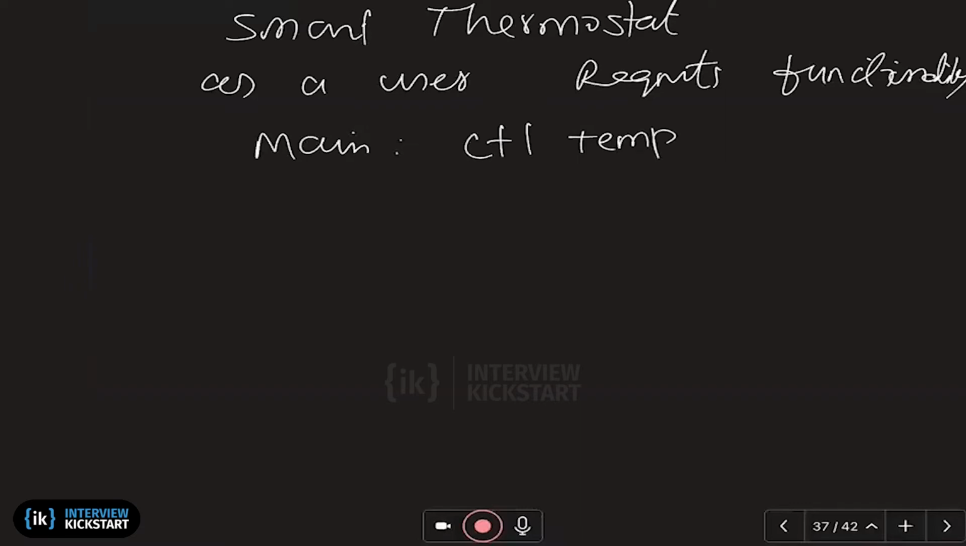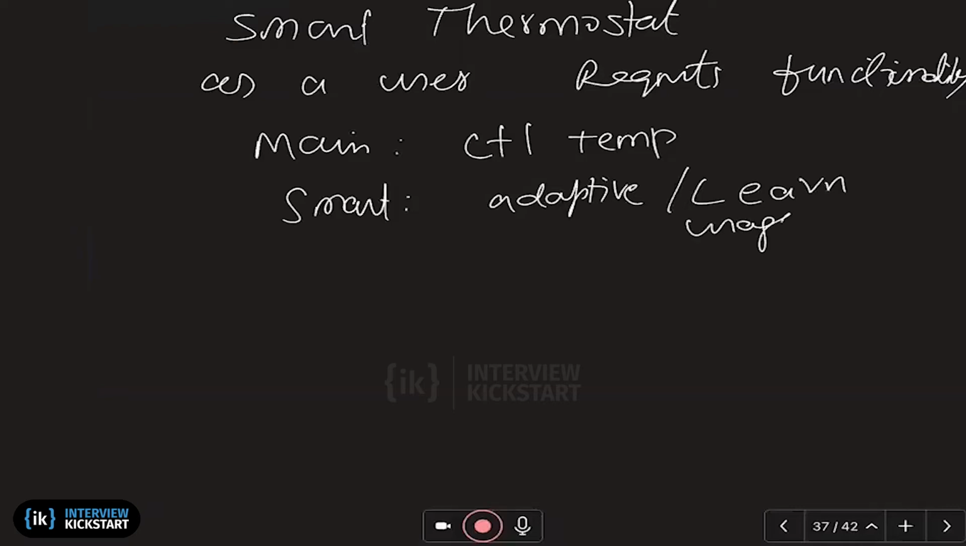The main functionality is to control temperature. And then there may be other smart functionality. Smart functionality means how adaptive it is, or can it learn usage patterns, etc. So as a user, you should be able to place those. Instead of freezing there, you think as a user, if you have seen one, or read about one, or used one, you would be able to describe this. Then you can elaborate on this requirement.